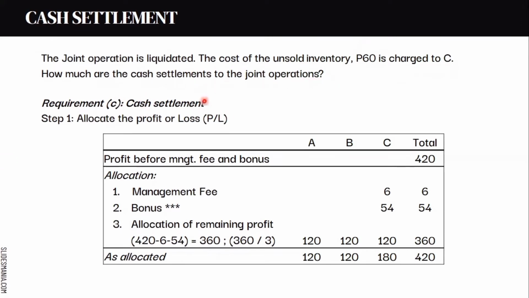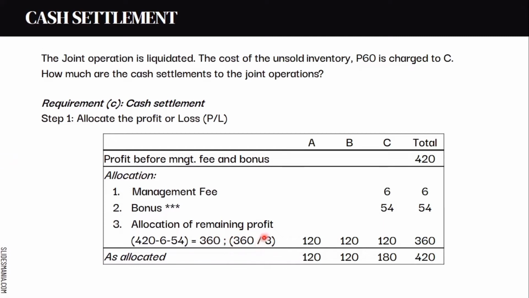So, dito sa cash settlement, may dalawang step yan. Which is step number 1, allocate the profit or loss. So, yan ang unahin natin. Profit before management fee and bonus na 420, i-allocate natin yung management fee na 6 pesos and then yung bonus na 54 ni C. So, 420 minus 6 pesos minus 54 na bonus is equals to 360. Yung 360, yan yung remaining profit. Sabi sa problem kanina, additional info, any remaining profit is divided daw equally. So, dahil tatlo sila, i-divide natin yan sa 3.